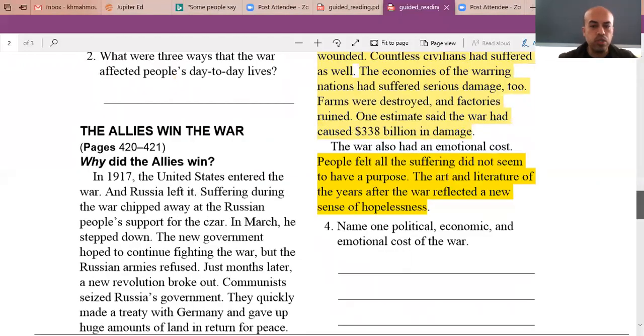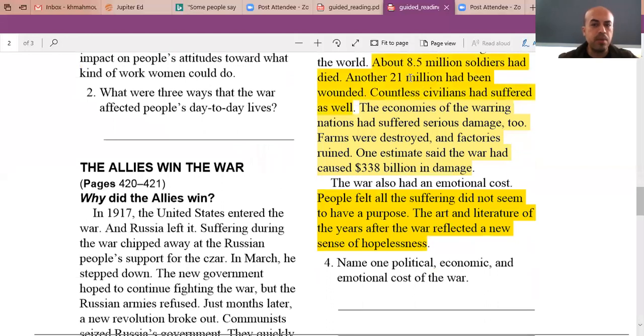Okay, so the answer for question number 3: the political effect is that about 8.5 million soldiers had died. Another 21 million had been wounded. Countless civilians had suffered as well. On the economic side, the economies of the warring nations had suffered serious damage too. Farms were destroyed and factories ruined. One estimate is that the war had caused about $338 billion in damage. The war also had an emotional cost. People felt all that suffering didn't seem to have a purpose. The art and the literature of the years after the war reflected a new sense of hopelessness. This is the answer for question number 4.